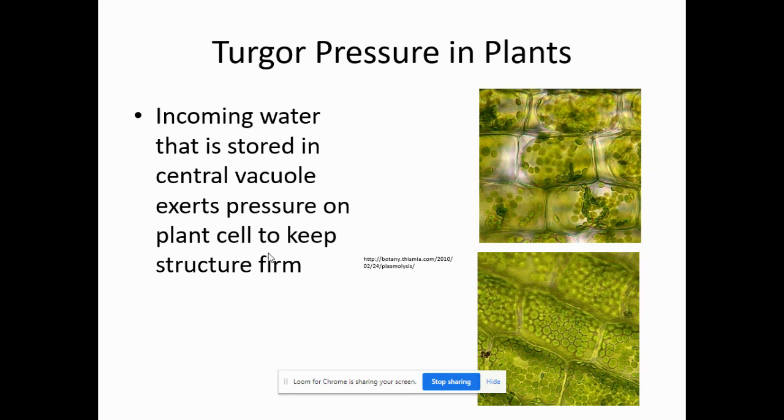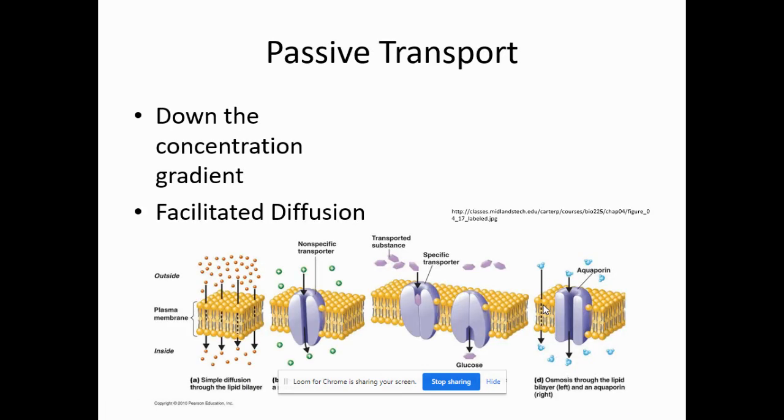If it starts to wilt, it means it's losing water, and those cells are starting to shrivel a little bit. So here is a hypertonic solution versus a hypotonic solution, with good turgor pressure. So plant cells prefer a hypotonic solution.